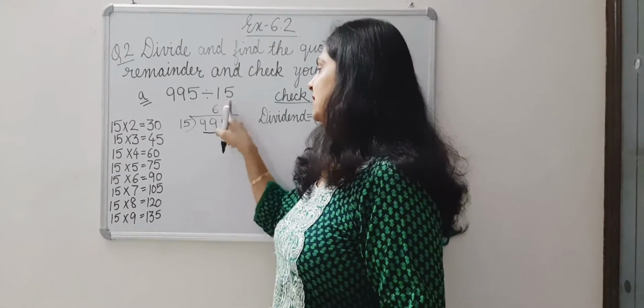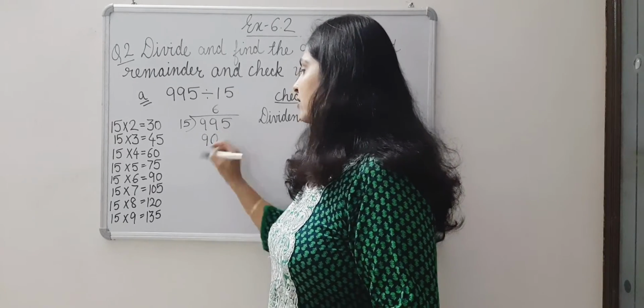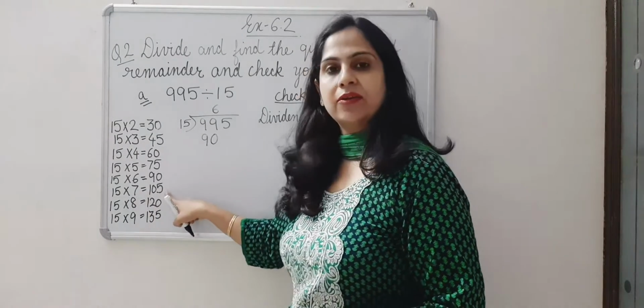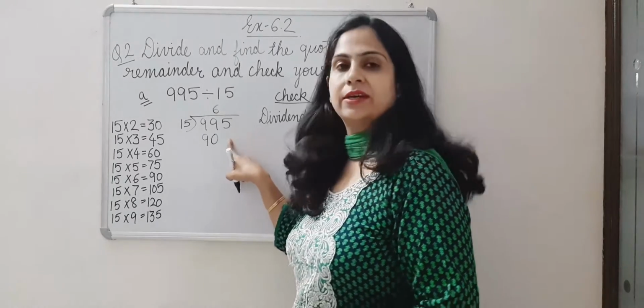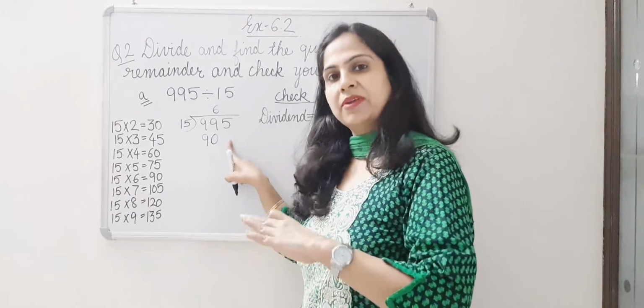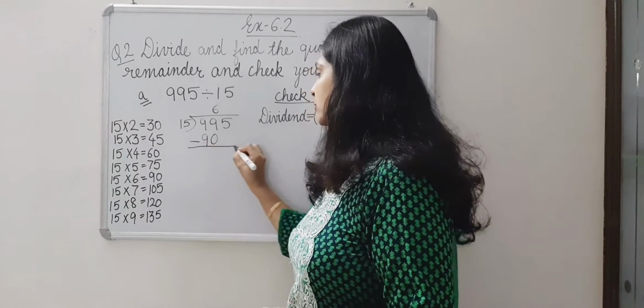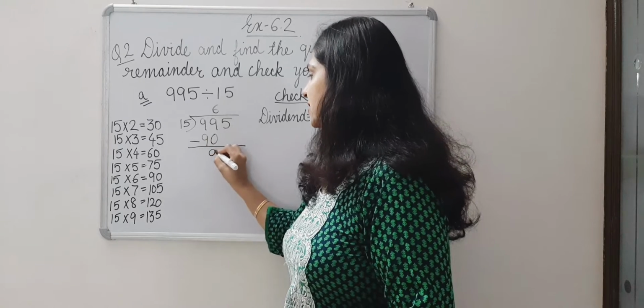Now 15 sixes are 90. Fine. 15 sixes are 90. We cannot write 100. 15 sevens are 105. Why can we not write it? Because if we write 105, it will be greater than 99, and we have to write the number which is smaller than it. Now we have to subtract these two numbers. 99 minus 90 is 9.